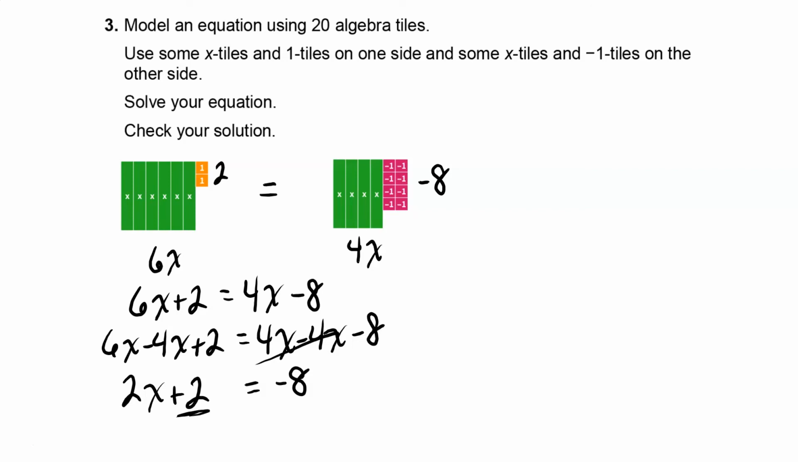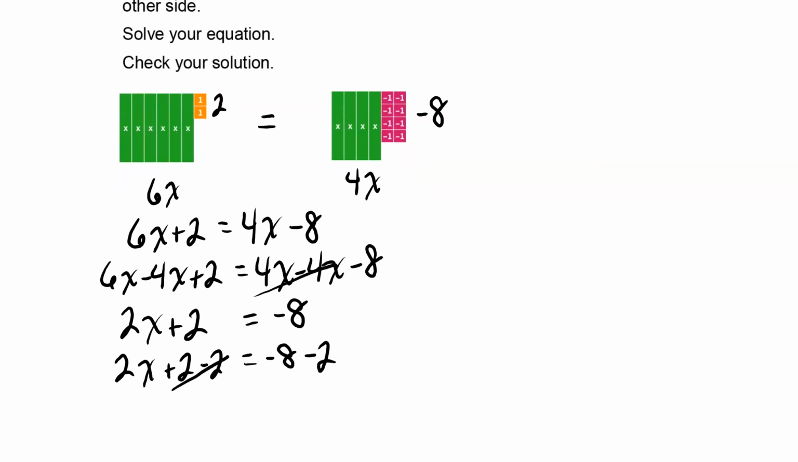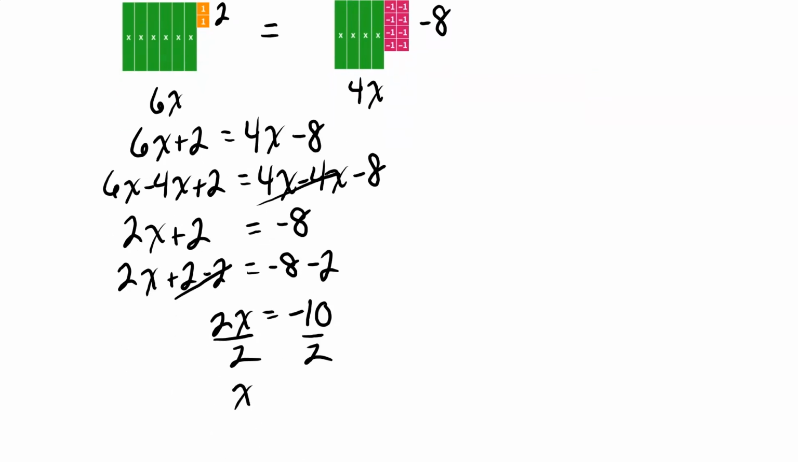Now I want to get rid of the plus 2 by subtracting it from both sides. That means those 2's cancel each other out. I end up with 2x is equal to negative 8 minus 2, which leaves us with negative 10, as we expected. And now I'm going to divide both sides by 2. That leaves me with x on one side. Negative 10 divided by 2 is negative 5. So that's exactly what we found when we did the modeling visually.